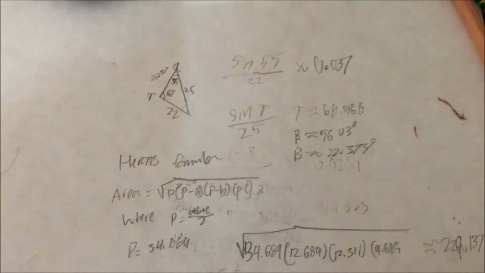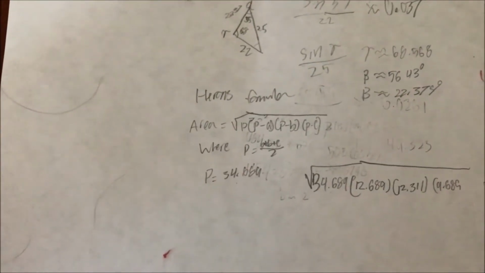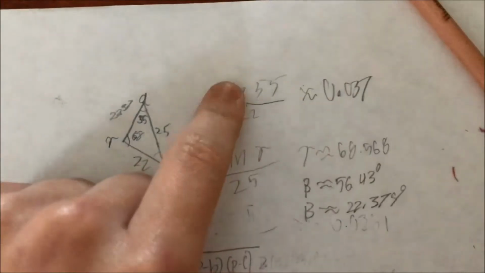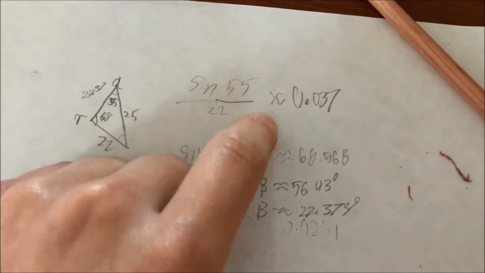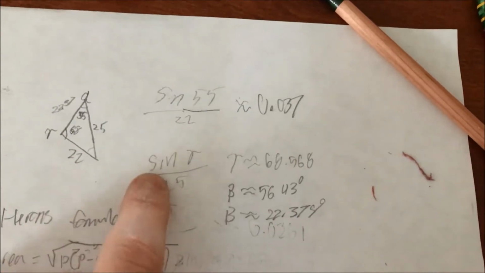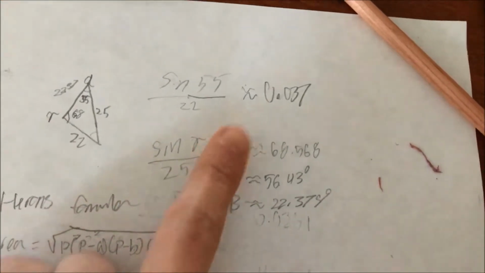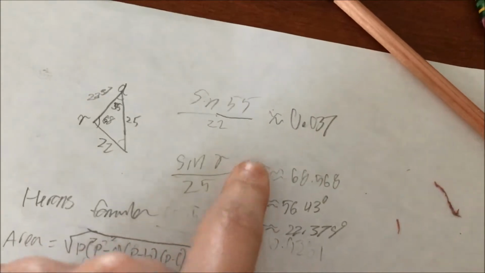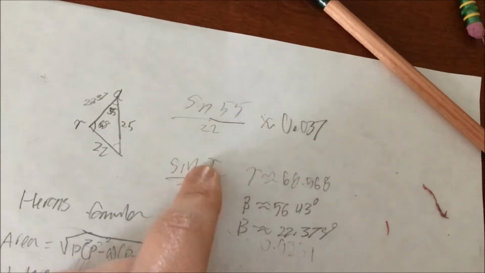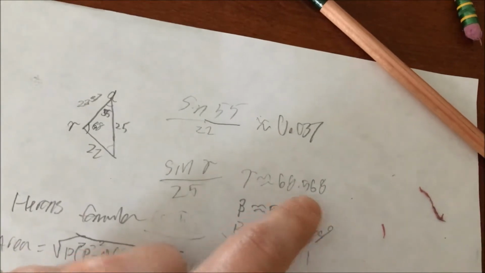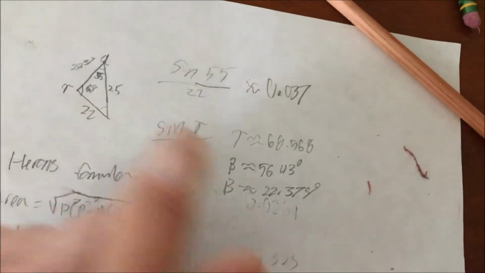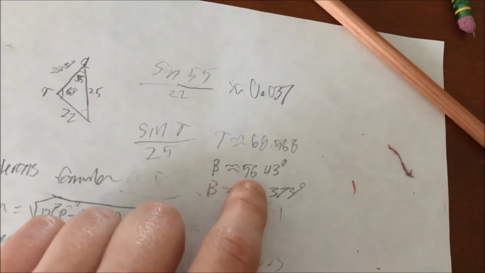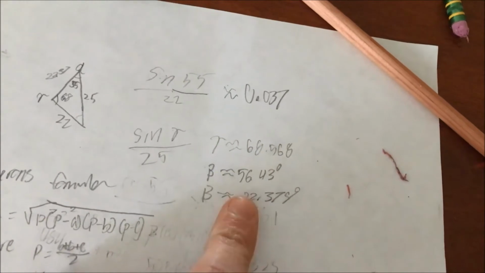Now, for this, I found a really neat little equation called Heron's formula, but we'll get to that in a bit. So I did sine 55 over 22, and I got 0.037. That is the sort of little constant for them. So I did sine gamma over 25, and then divided what I got by that, and then sine of that, and I got 68.586. With that, I managed to figure out that beta, to make it 180, was 56.43 degrees.